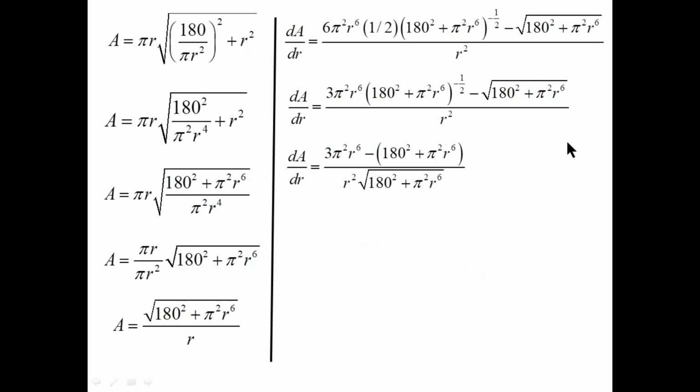At any rate, we now have the numerator set equal to 0, because we're going to prime it, zero it, and solve it. So we'll set the numerator equal to 0, because that's all that you need. The numerator must be 0. And you'll notice I subtracted here. So 3 pi squared r to the 6th minus makes it 2 pi squared r to the 6th minus 180 squared. Solving for r to the 6th, taking the 6th root of both sides, and we have our radius for that cup.